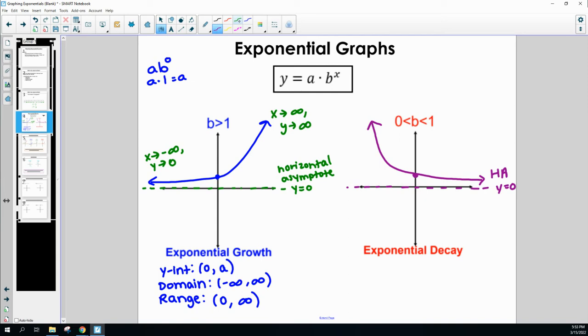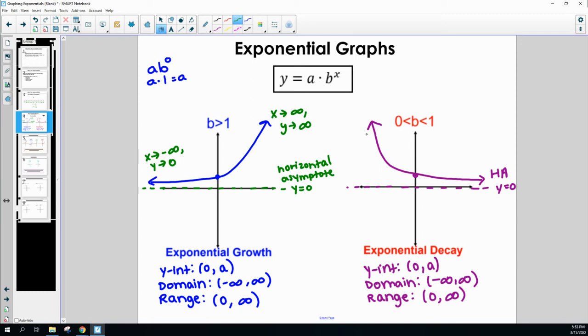And then the y-intercept, again, will be (0, a), because if we plug 0 in for x, we're going to end up with the same thing we have over here. The domain and the range are going to be exactly the same for this one because, well, the domain is always going to be the same. And then the range, because that horizontal asymptote of y equals 0 is at 0, the lowest we can have is whatever's closest to 0. Highest would be positive infinity.